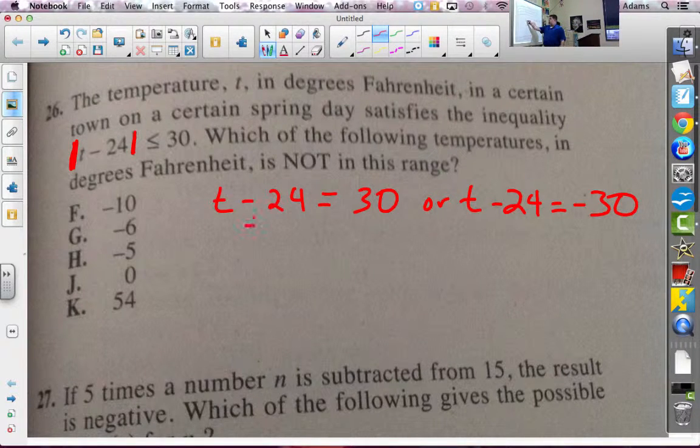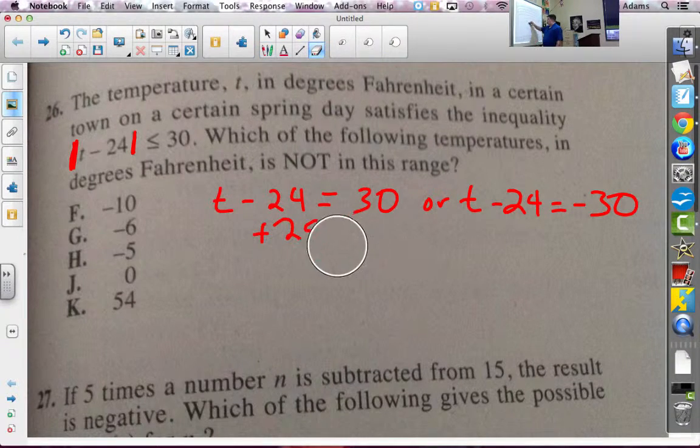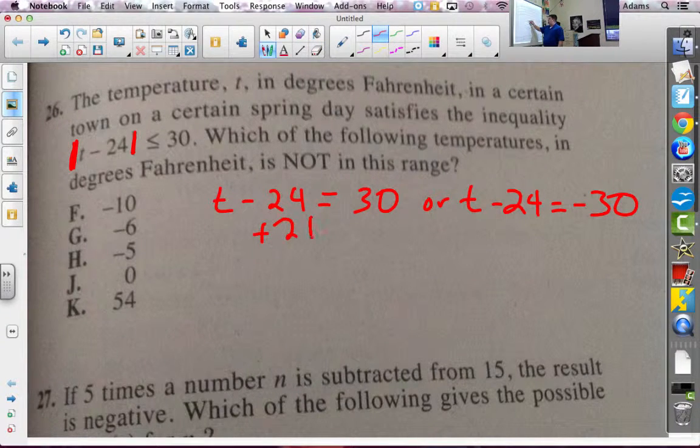So, anyways, if I add 24 to both sides, why did I keep writing 25 down? Because we just did problem 25. Then I get t equals 54. All right, so now if I go above 54, what happens? Well, then my value would be greater than 30. So 54 could be. Remember, we're looking for what is not.